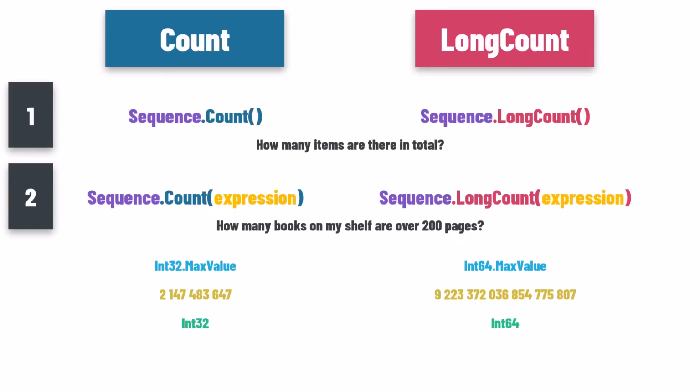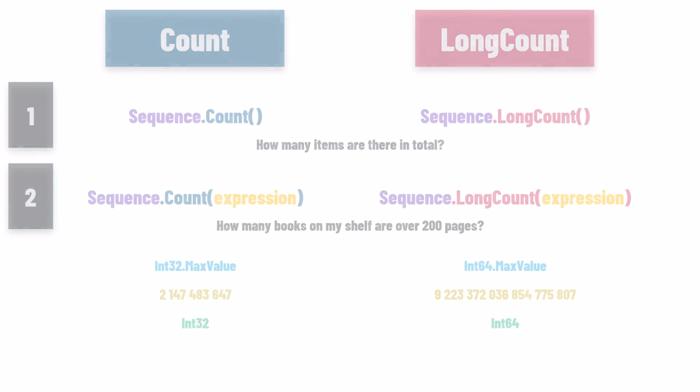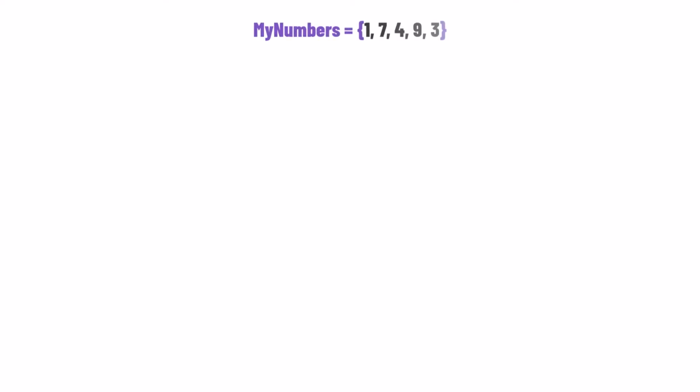Now, let's roll up our sleeves and see these methods in action with some practical LINQ queries. I have an array of integers. To find out how many elements it contains, we can use a simple LINQ query. By using the first overload of the Count method, which doesn't require any parameters, we can easily determine the total number of items in the array. For example, as our array has 5 items, the Count method will return 5.